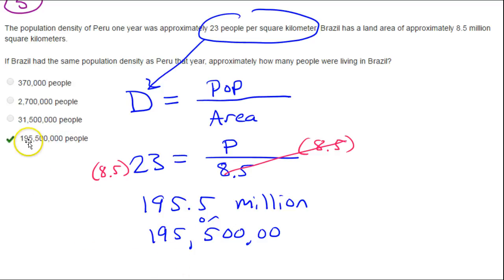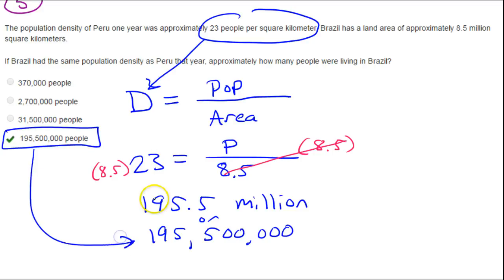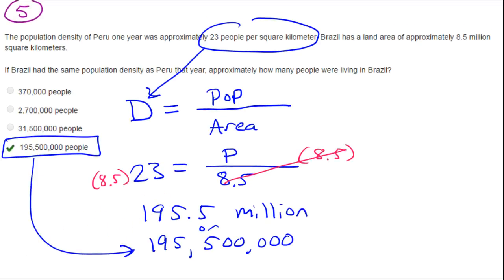Okay, 195,500,000. Well, I seem to have lost a zero here. But yeah, this is the correct answer. We nailed it.